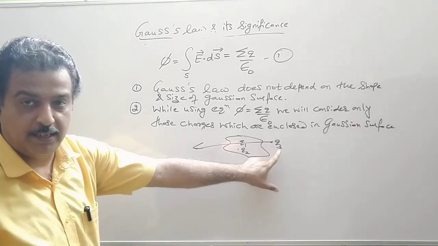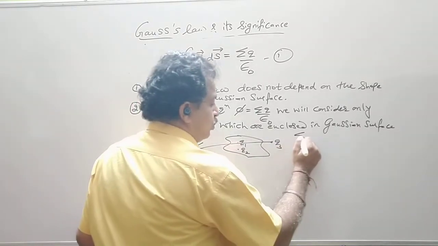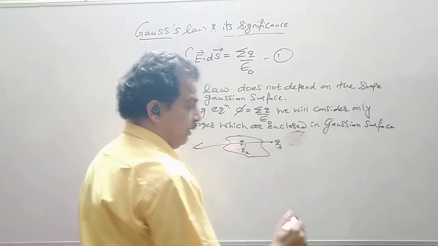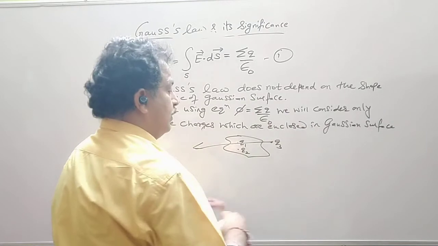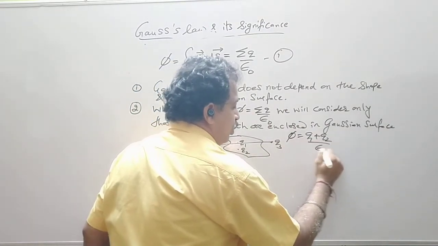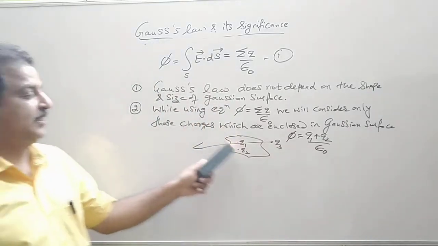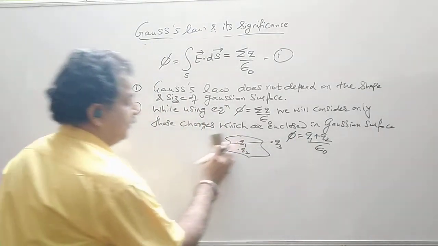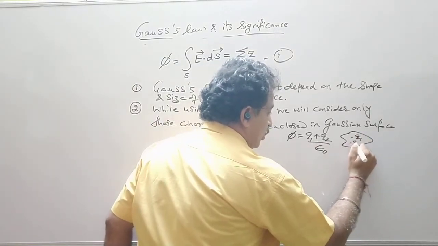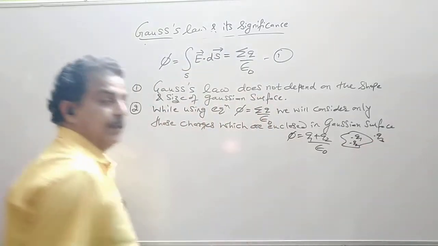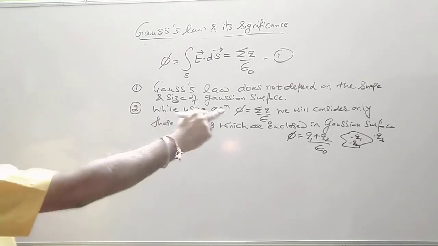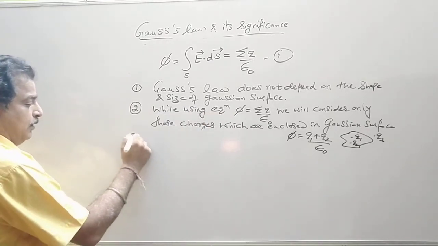So flux linked with this Q3 comes out to be 0. While applying this formula, flux will be written as phi is equal to Q1 plus Q2 upon epsilon naught. If one of these charges is negative, you take a negative sign. So this is the formula. Say this is Q1, Q2 and Q3 is outside. While applying this equation, you have to consider only the charge enclosed.